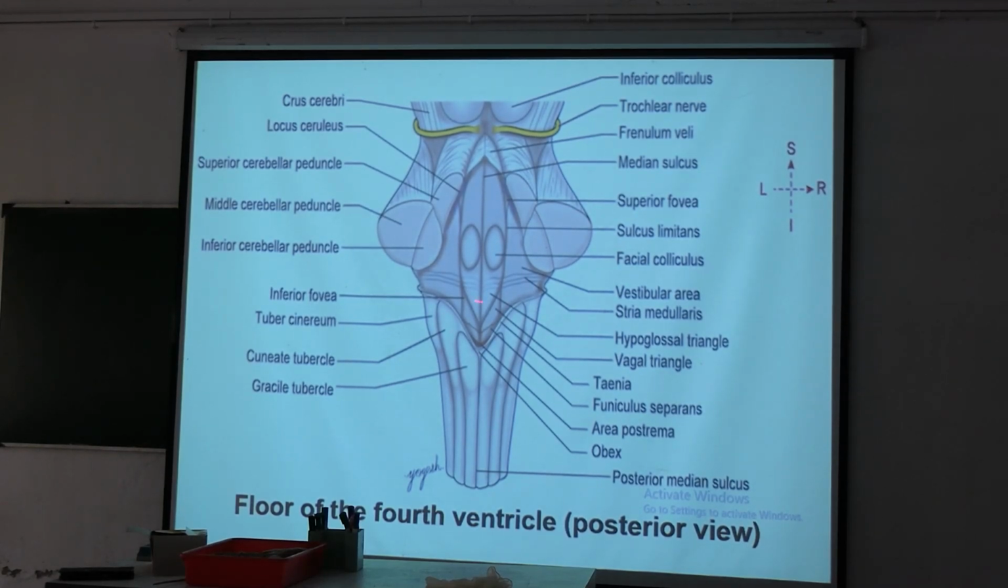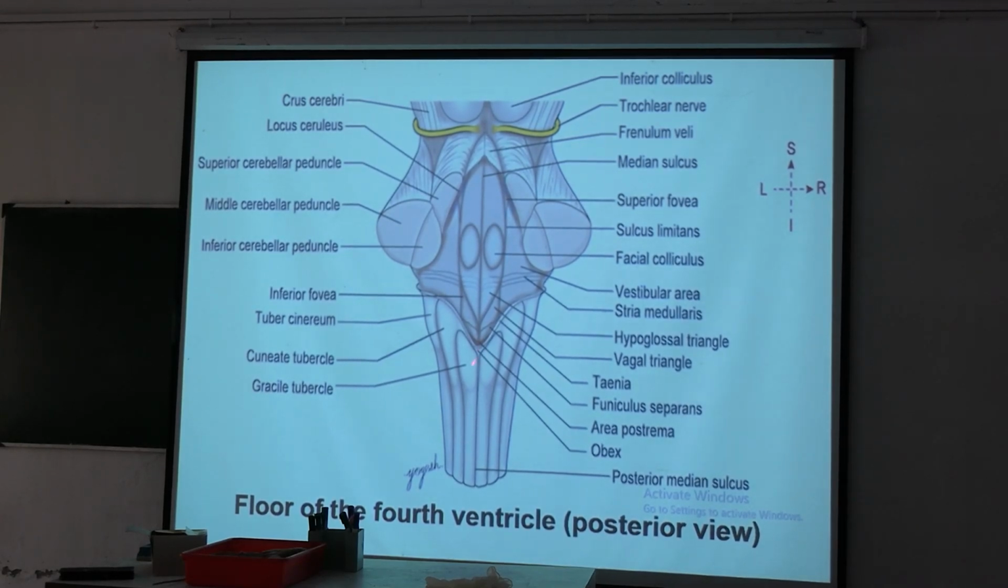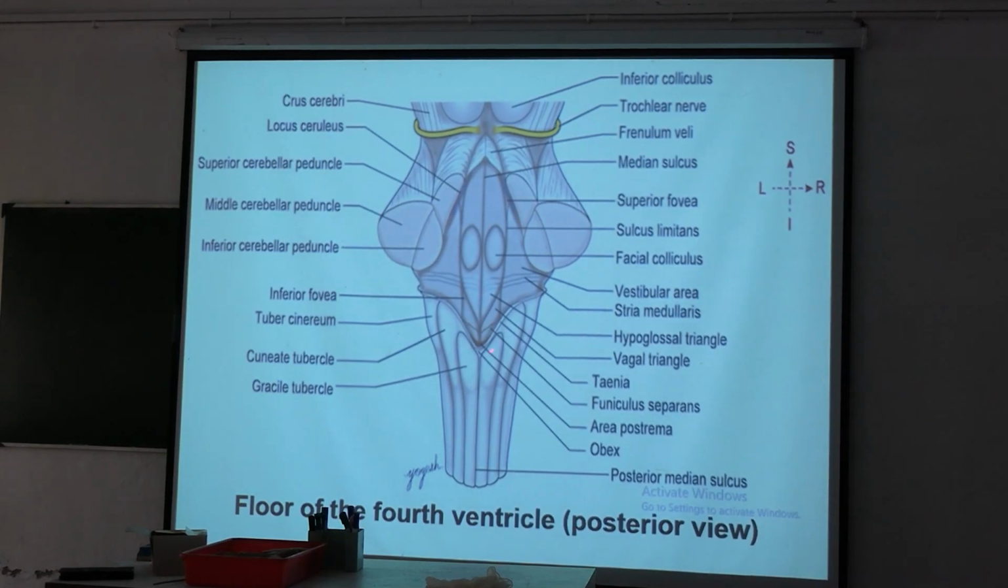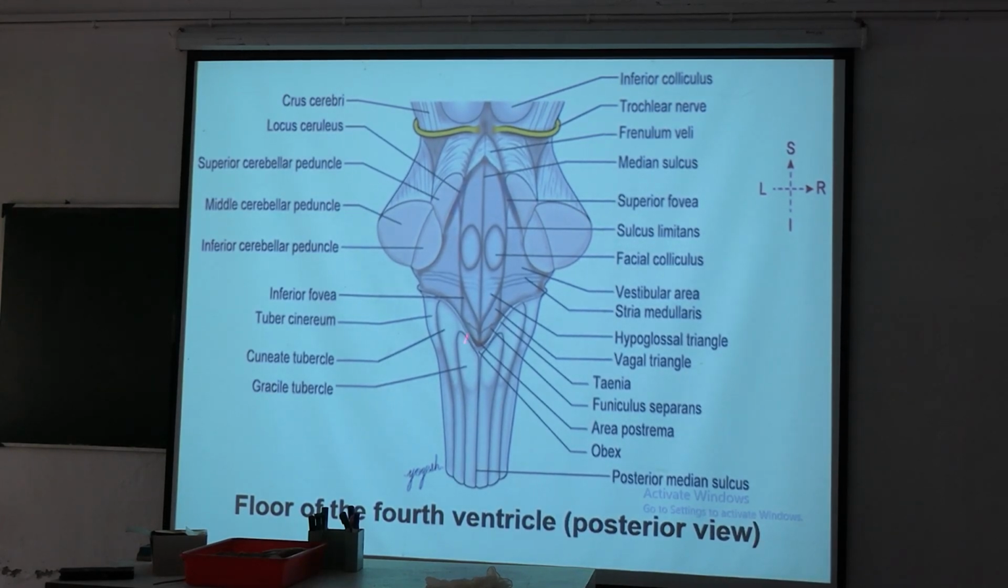Okay, and lateral to it, this area is known as the vestibular area. And this stria is known as stria medullaris. And here in the lower part, some oblique line is dividing it into two triangles, hypoglossal triangle and vagal triangle. And this lowermost part looks like the nib of a pen. This part is known as obex, and here is the tinea. This thin white matter structure is the tinea. Okay, and this part is known as funiculus separans.